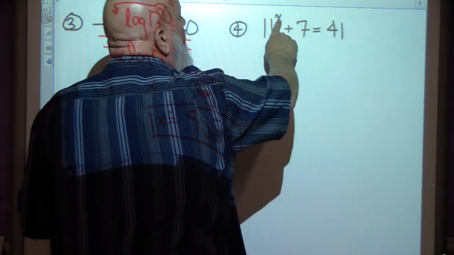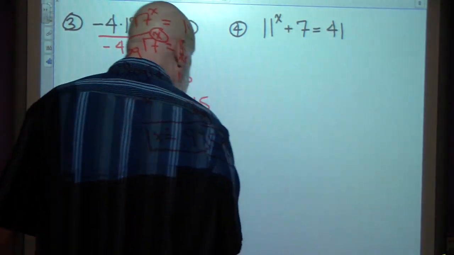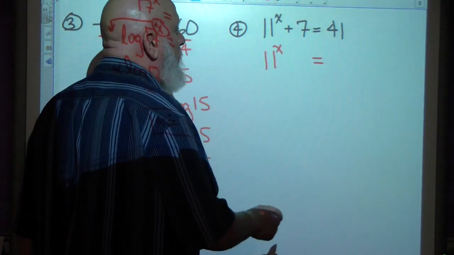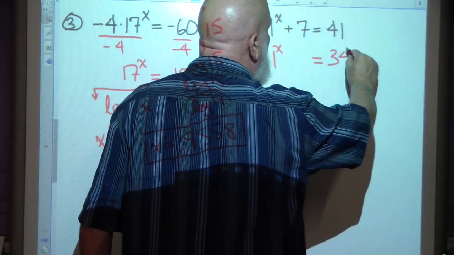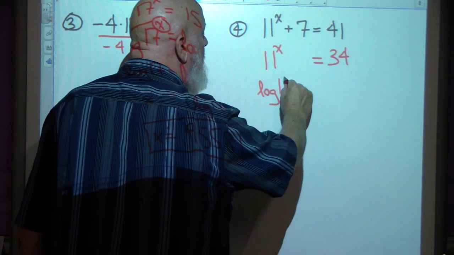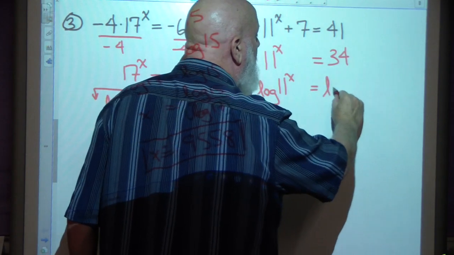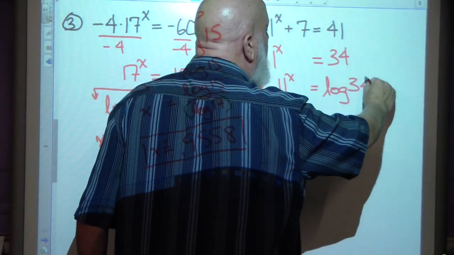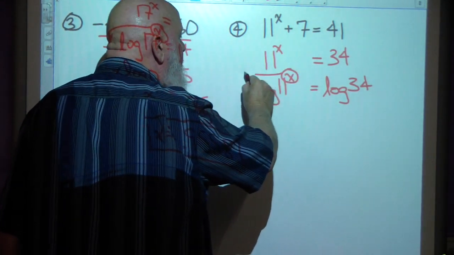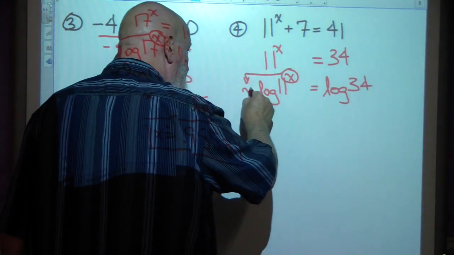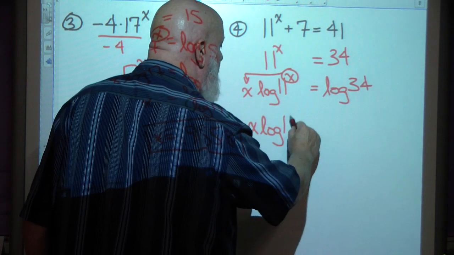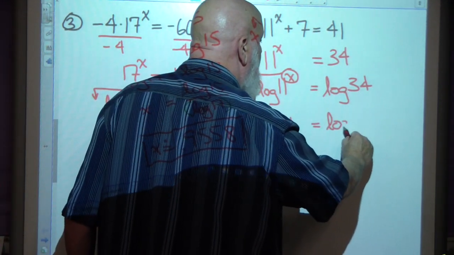Okay, I've got 11 to the x. I want to isolate this first, so I'm going to subtract 7 from both sides. 41 minus 7, what is that, 34? Now I'm going to take the log of both sides by just writing the word log. There we are, took the log of both sides. Now I'm going to use my power property and move this from a position of an exponent to a position of a coefficient. X log 11 is equal to log 34.